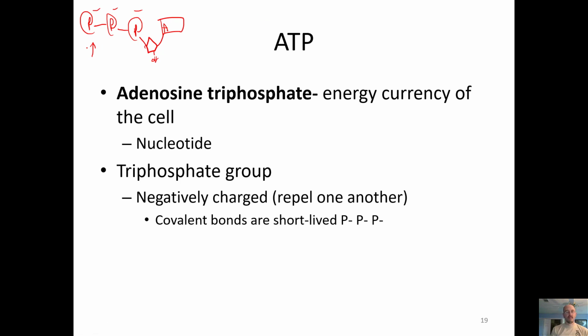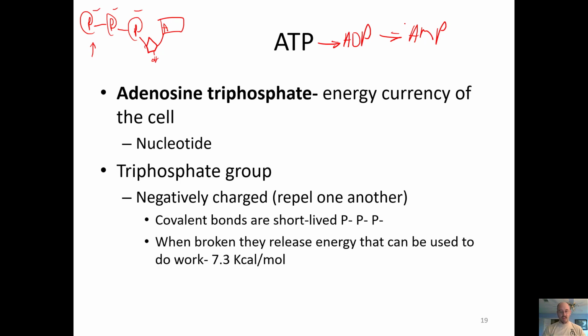If you break off one of these, ATP becomes ADP, adenosine diphosphate, and if you only have one phosphate group, they call it AMP, adenosine monophosphate. Okay, so if you ever see those words, that di or mono or tri lets you know how many phosphate groups are attached. When broken, every mole of ATP releases 7.3 kilocalories. Okay, so 7.3 kilocalories per mole.